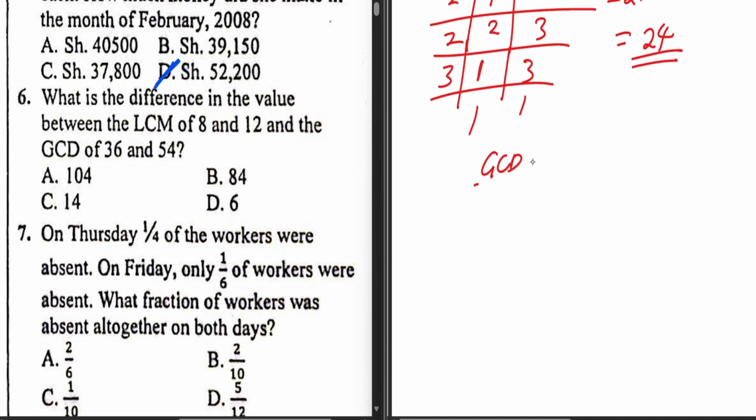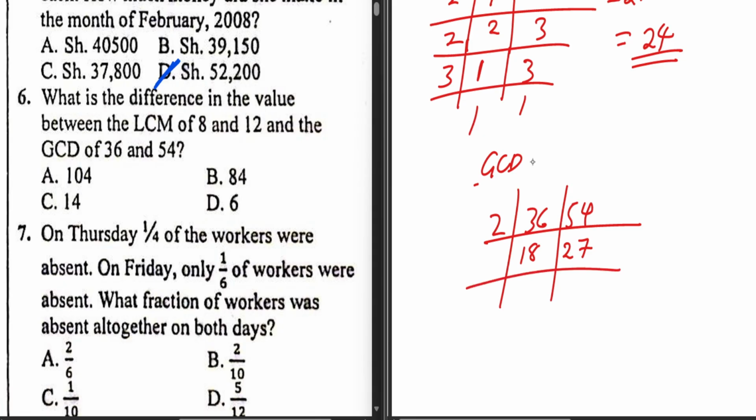So we're going to take 36 and 54. Now let's divide by a common number. That is 2. So this one gives you 18. This one gives you 27. Can you divide by 2? No, because 27 cannot be divided by 2. And this is GCD. You need to make sure that both of the numbers are divisible by that one number.